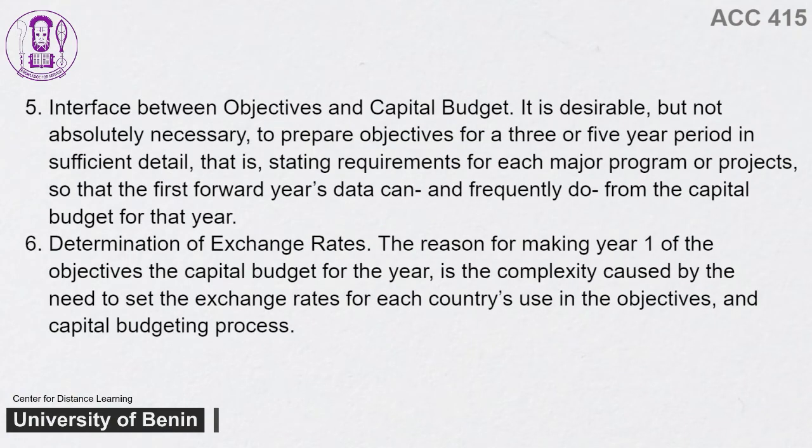3. Interface between objectives and capital budget. It is desirable, but not absolutely necessary, to prepare objectives for a 3 or 5-year period in sufficient detail, that is, stating requirements for each major program or project, so that the first forward year's data can, and frequently do, form the capital budget for that year. 4. Determination of exchange rates. The reason for making year 1 of the objectives the capital budget for the year is the complexity caused by the need to set the exchange rates for each country's use in the objectives and capital budgeting process.